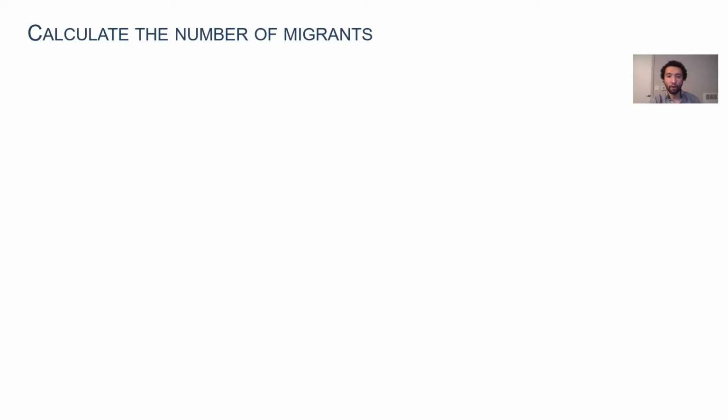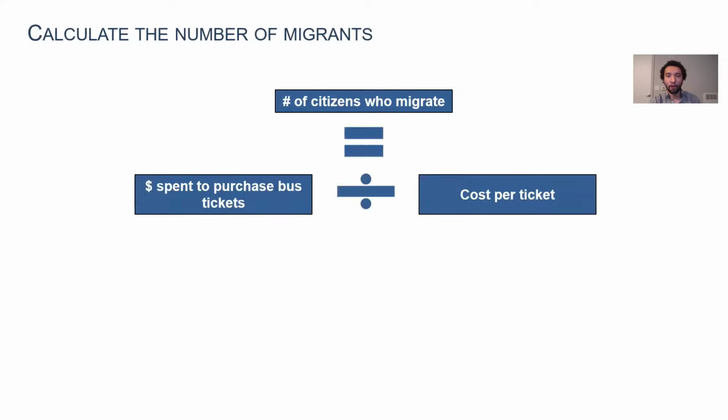We know that the number of citizens who will migrate is equivalent to the number of bus tickets we can buy. So we can divide the amount of money we spend on bus tickets by the cost per ticket. To calculate the amount spent to purchase bus tickets, we also know that the first part of a potential donation will cover the overhead costs, and the rest will go to tickets. The result looks like this.